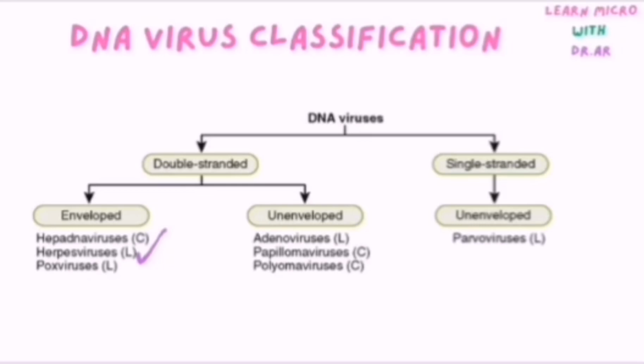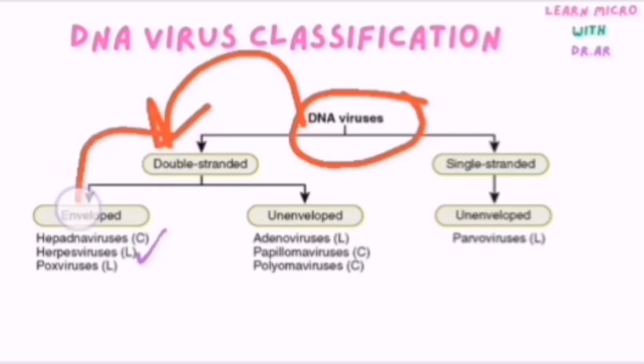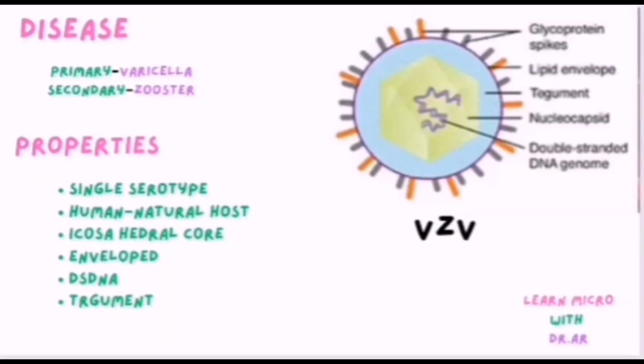So if you talk about the Varicella Zoster virus, it is a DNA virus. It is a double-stranded DNA virus, and also it is an enveloped virus. So let's talk about the diseases that are caused by Varicella Zoster virus. It causes the primary disease, which is the varicella, right? And it is also known as chickenpox. In case of secondary disease, it causes zoster, which is also known as shingles, right? So you can see here that it causes the varicella and the zoster, the primary and secondary diseases.